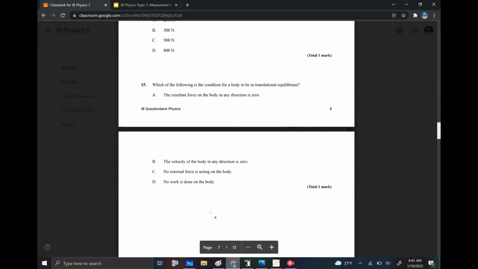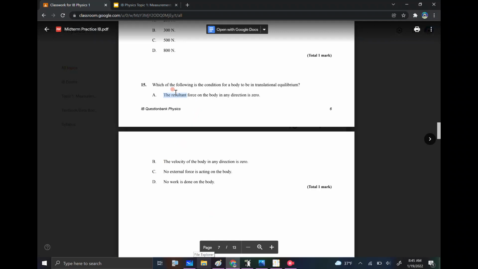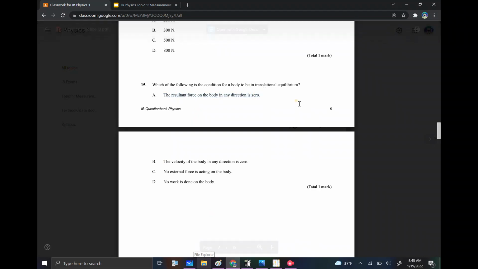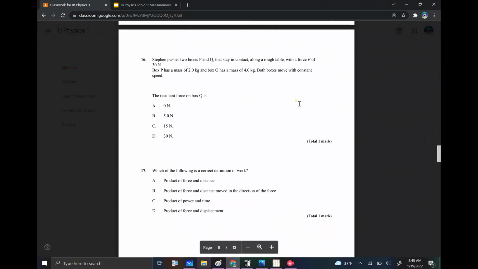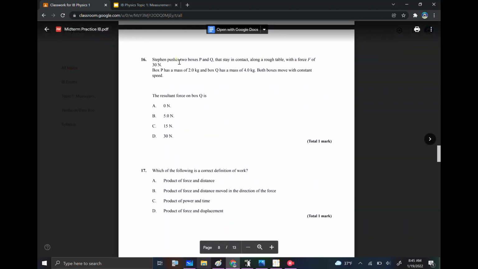So we wind up getting B. Number 15, I believe we've looked at in the past before. Which of the following is a condition for a body to be in translational equilibrium? The only thing you care about in equilibrium is that the resultant force on an object is zero, right? Zero total force, so A. The resultant force on the body in any direction is 0. That's the thing you want to look for every single time.